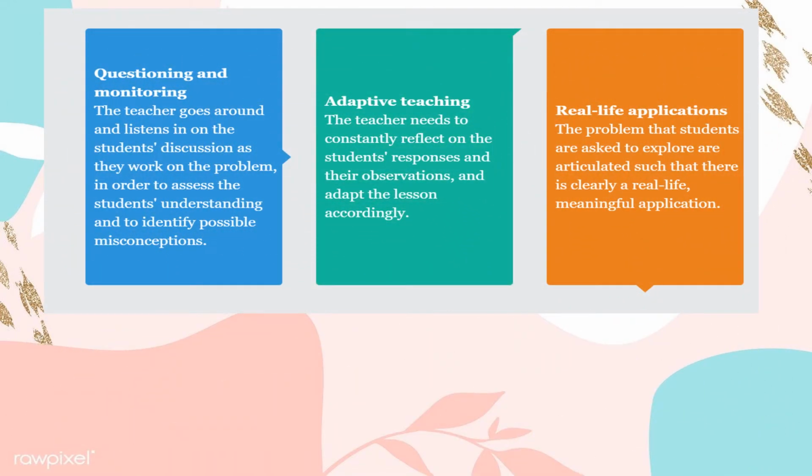Questioning and monitoring. The teacher goes around and listens in on the students' discussion as they work on the problem in order to assess the students' understanding and to identify possible misconceptions. Adaptive teaching. The teacher needs to constantly reflect on the students' responses and their observations and adapt the lesson accordingly.